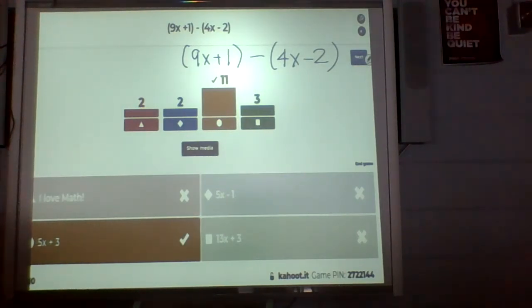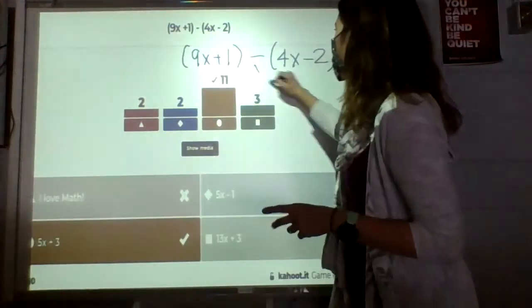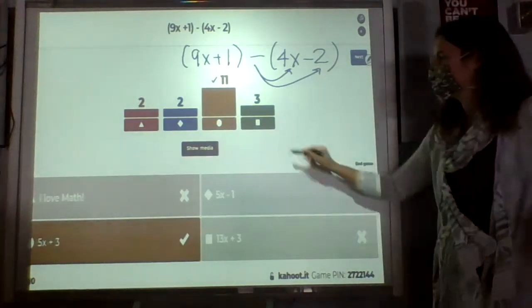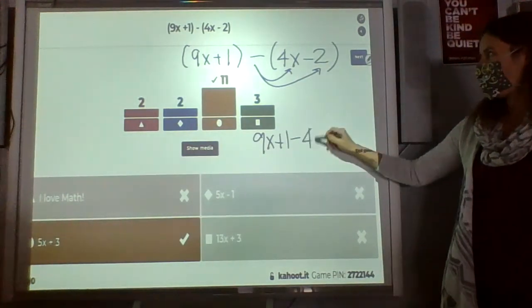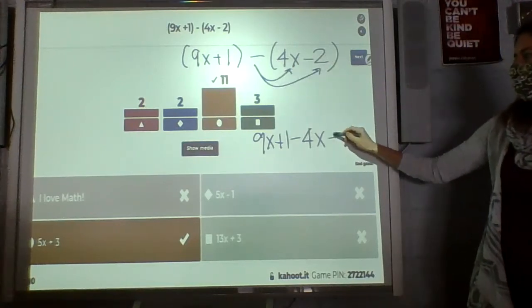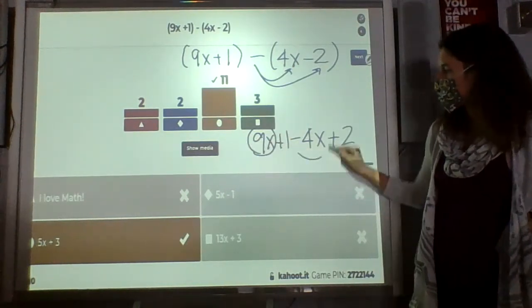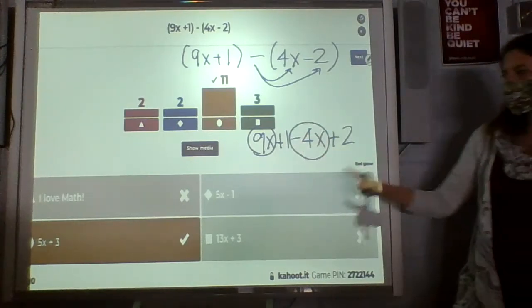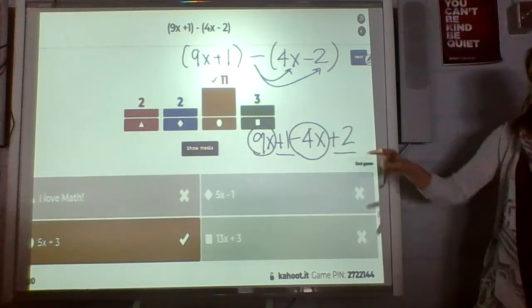Thanks for some of you guys saying you love math, although that's not the correct answer. All right, distribute that in. So we get 9x plus 1. This becomes a negative 4x, but then this becomes a positive 2. So we get 9x, and then we're subtracting 4x. 9 minus 4 gives us that 5. And then 1 and 2 is going to give us 3.